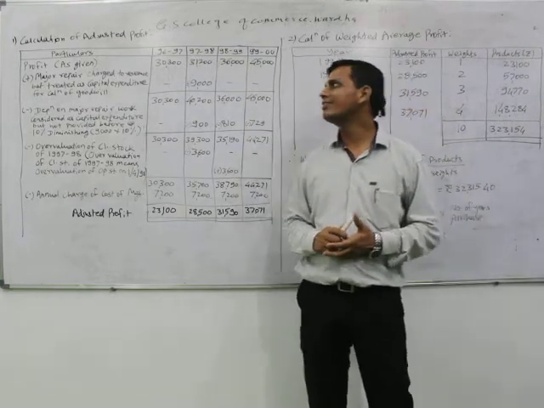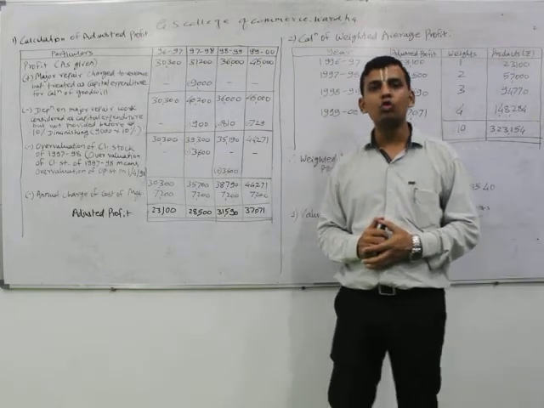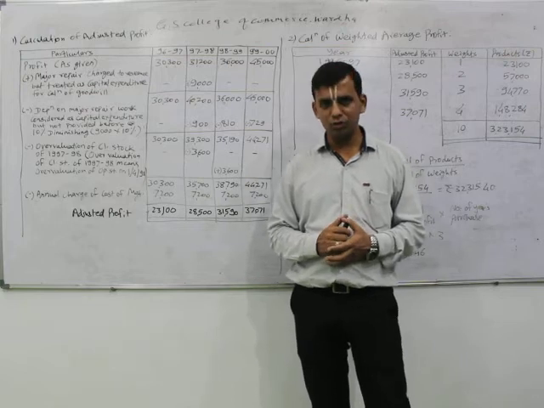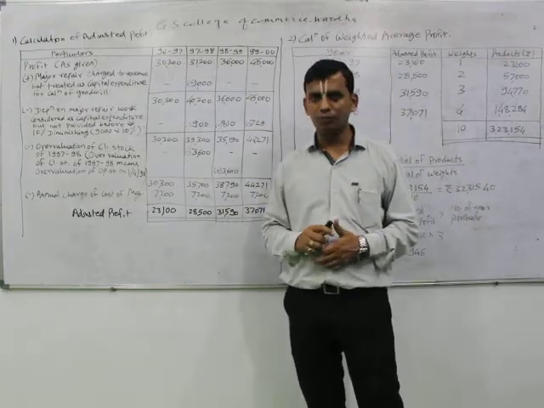For the year 96-97, weight is 1. For the year 97-98, weight is 2. For the year 98-99, weight is 3. And for the last year, that is 99-2000, weight is 4.